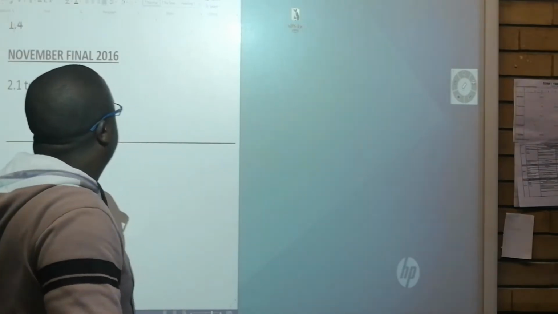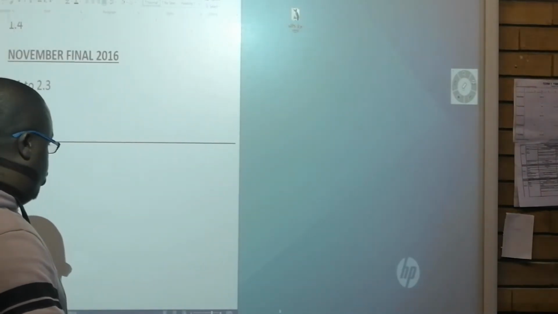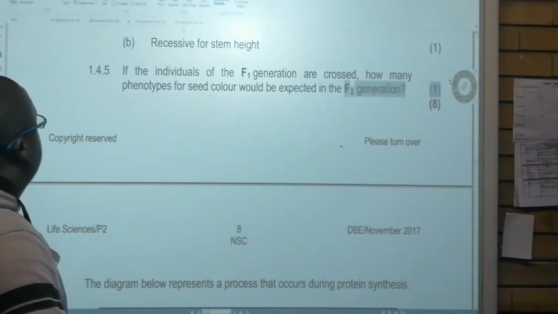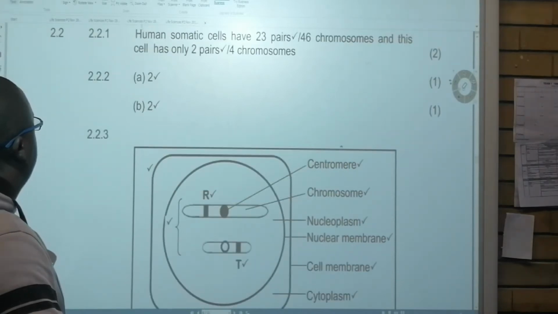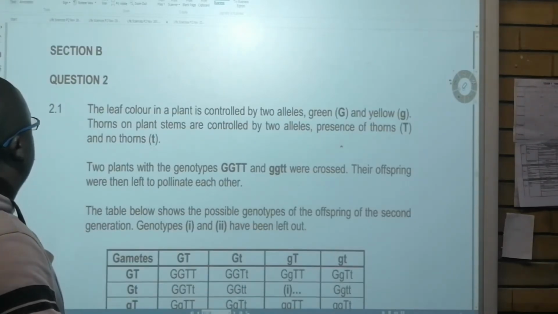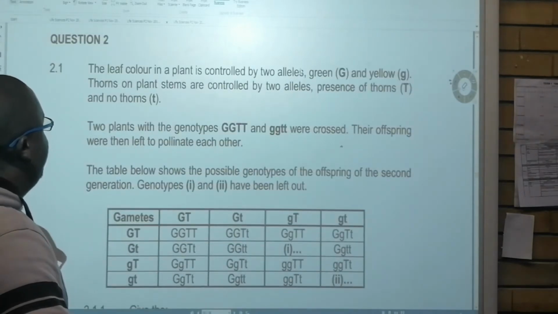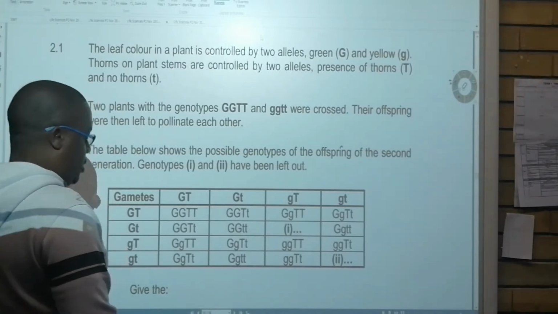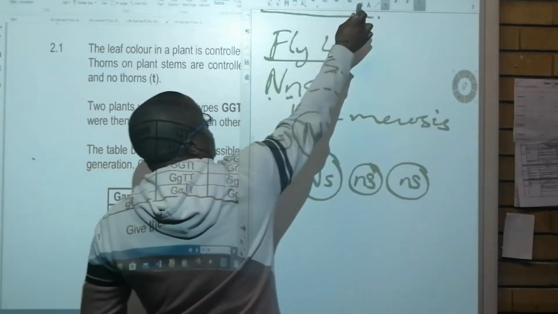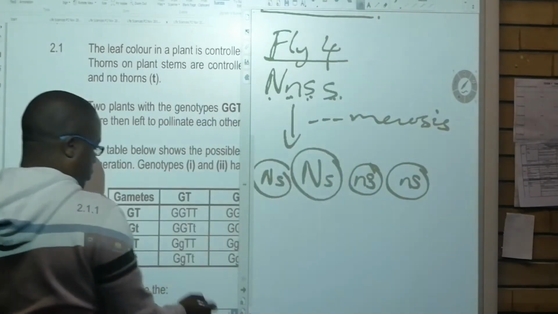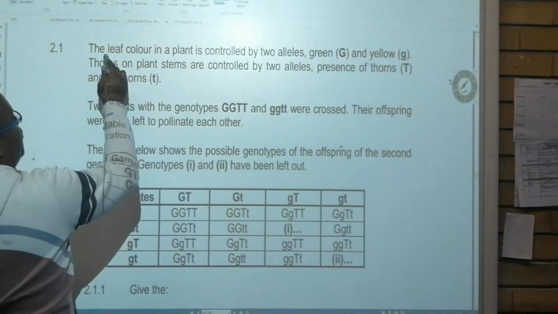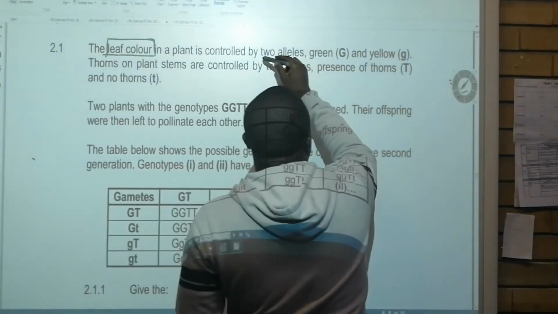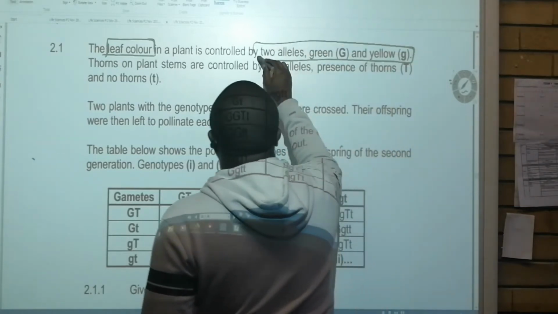November 2016. Question 2.1 to 2.3. Let's go to 2016. There we go. The leaf color in a plant is controlled by 2 alleles, green and yellow.